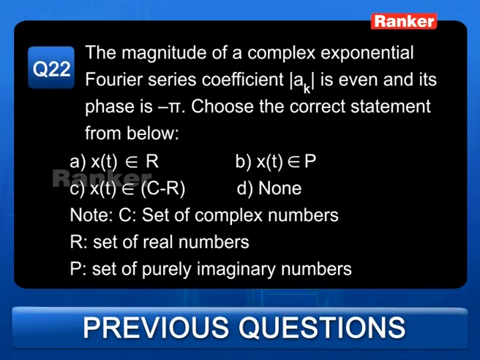The magnitude of a complex exponential Fourier series coefficient mod ak is even and its phase is minus pi.